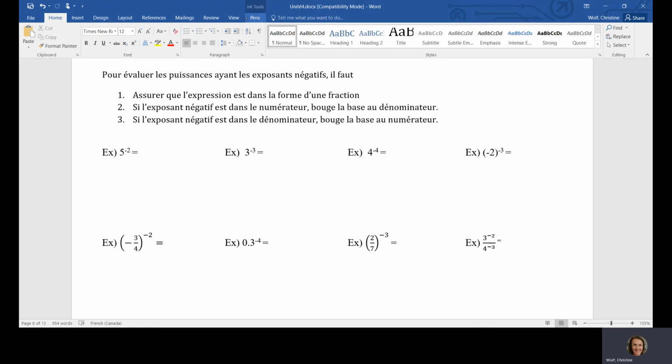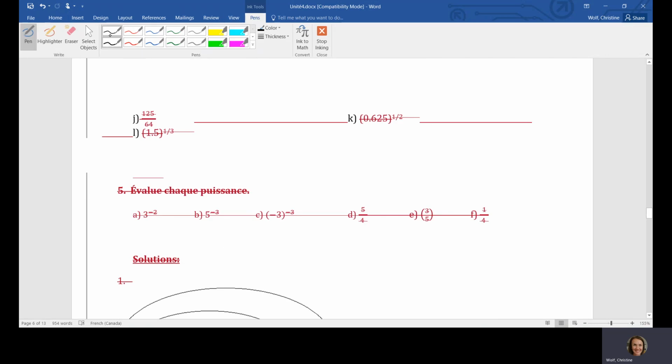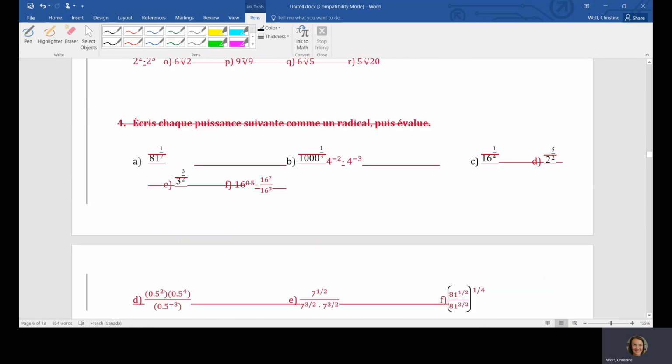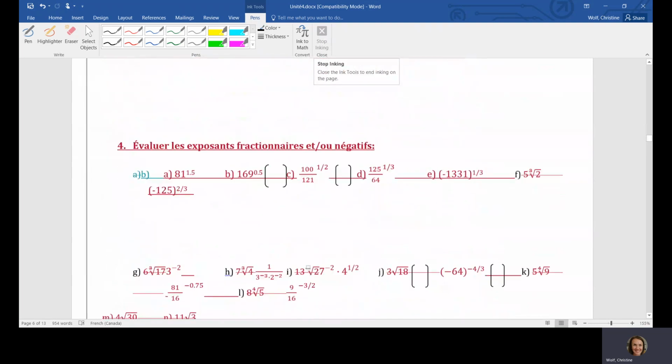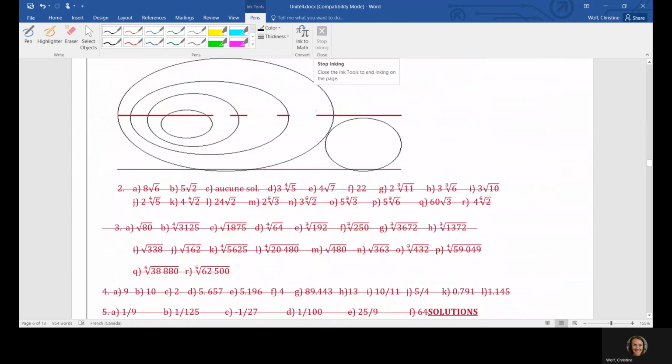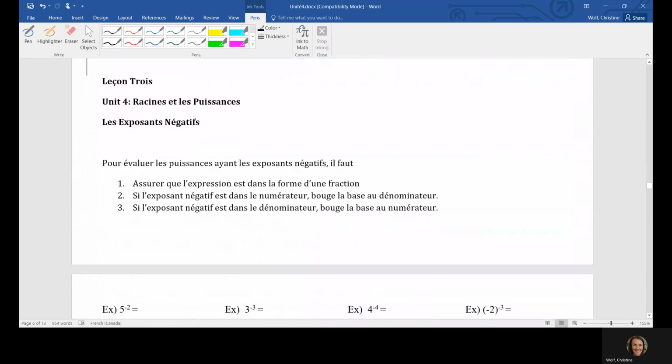So, pour le premier exemple ici, vous avez, oh my God, why did that just happen? See, things just randomly happen. I have no control over it. Where did it go? There we go.